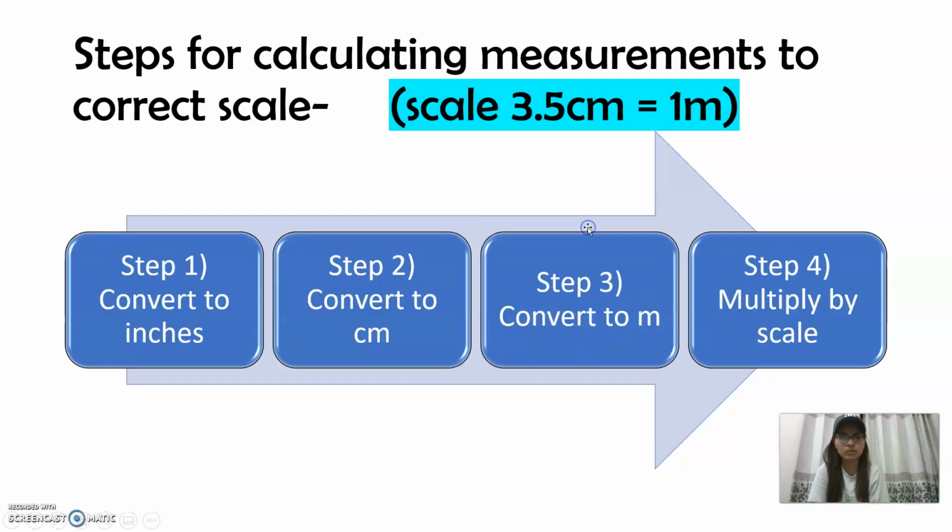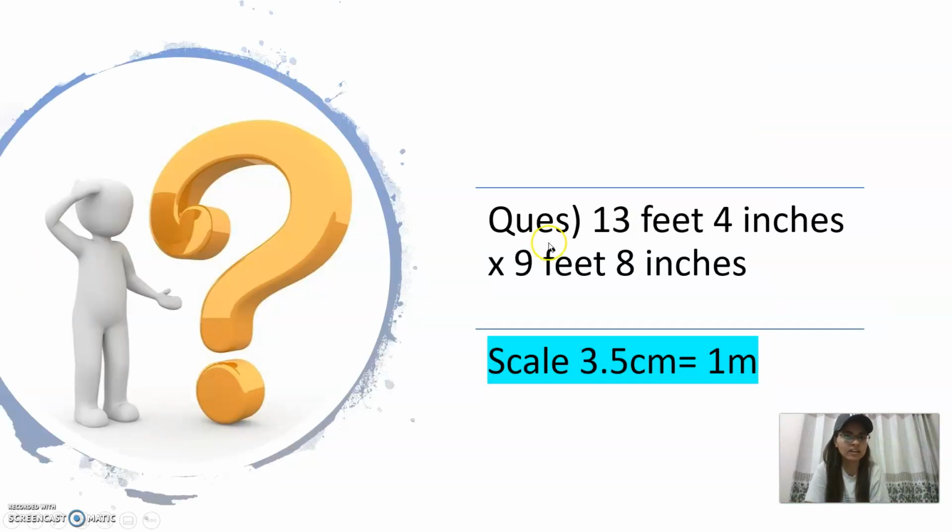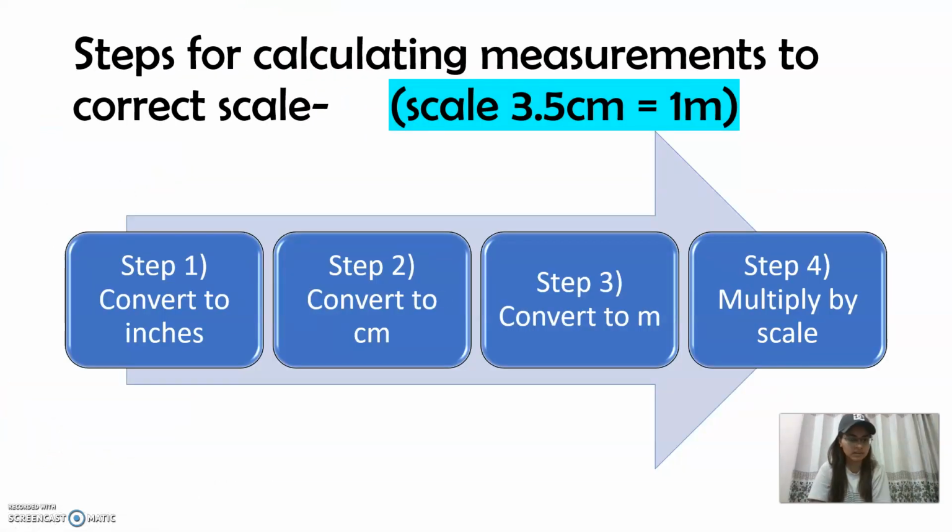Today I am going to teach you a question in which the question is 13 feet 4 inches into 9 feet 8 inches, and we are provided with a scale of 3.5 centimeter is equal to 1 meter. So here, as you can see, we are given scale in meters, right? So first of all, we have to follow certain steps in order to solve such type of questions properly. So firstly, we'll convert foot to inches, and then further we'll convert it to centimeter and then to meter, and finally multiply the measurements by the scale.